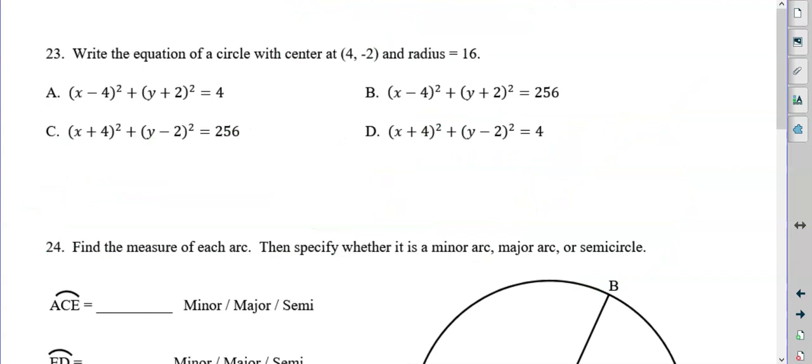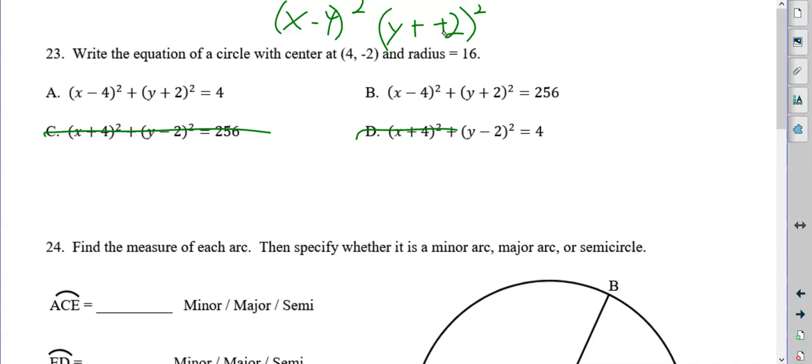Write the equation of a circle with a center. So remember, it's going to be x minus 4 squared. So right off the bat, you know D is wrong and C is wrong. And where the kicker is for the second part. This is y minus a negative 2 squared, which becomes plus.